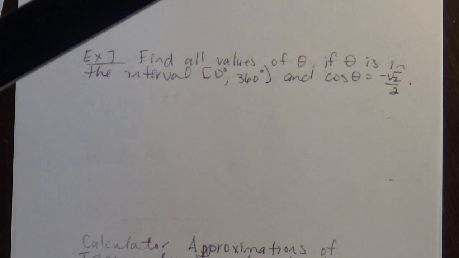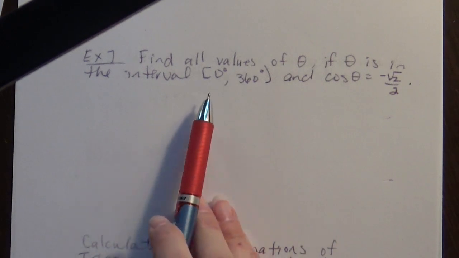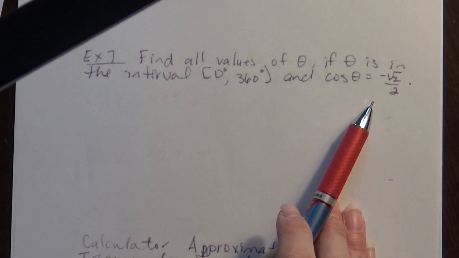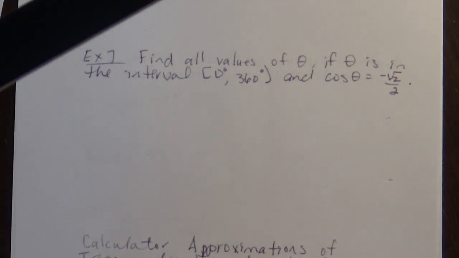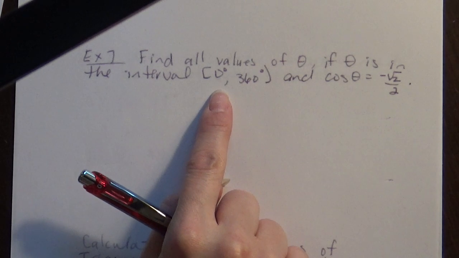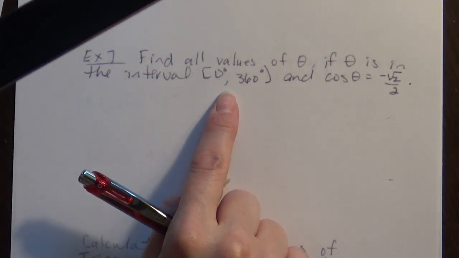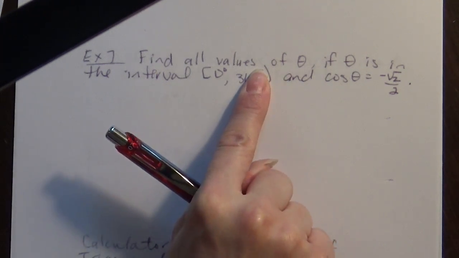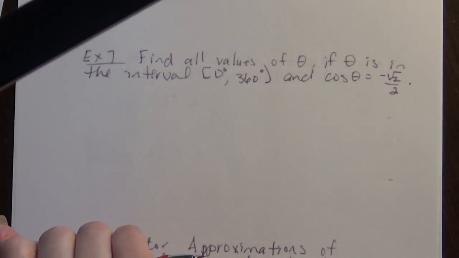Example 7. So I'm on page 10 of the notes now. Find all values of theta if theta is in the interval from 0 to 360 degrees and cosine theta is equal to negative square root 2 over 2. If you're in the interval from 0 to 360 degrees, that just means that you're only interested in a single rotation. You're not interested in going beyond 360 degrees.